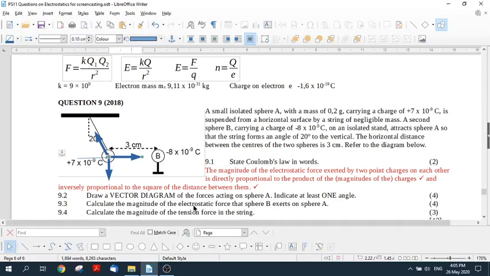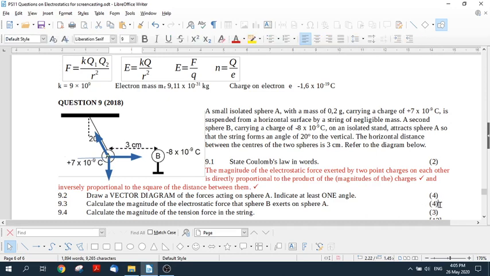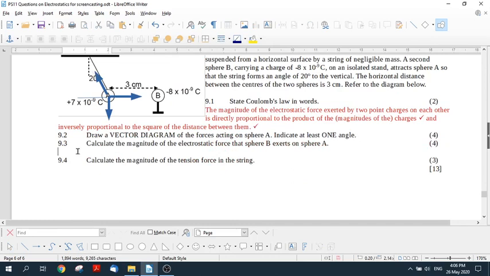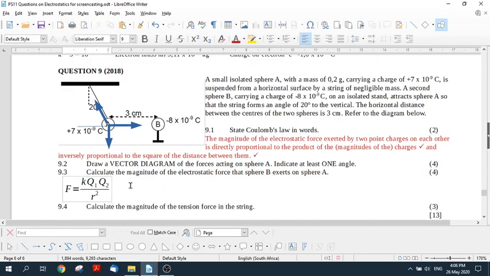Then it says to you, calculate the magnitude of the electrostatic force that sphere B exerts on sphere A. So the most obvious way to do this is using F equals K Q1 Q2 over R squared, because that's the easiest way to find force. Once you've put the numbers in your calculator, you end up with like 5.6 times 10 to the negative 4 newtons. Okay, so that's the most obvious way, is to do it with F equals KQ1 Q2 over R squared.